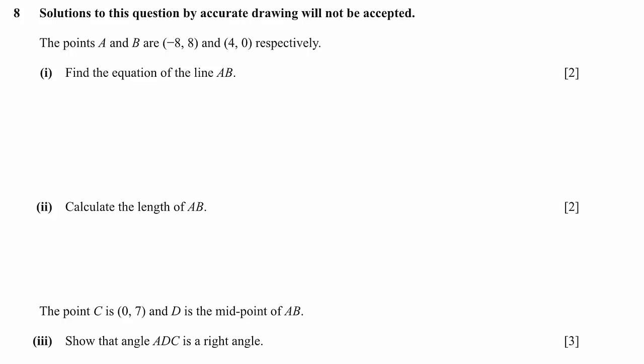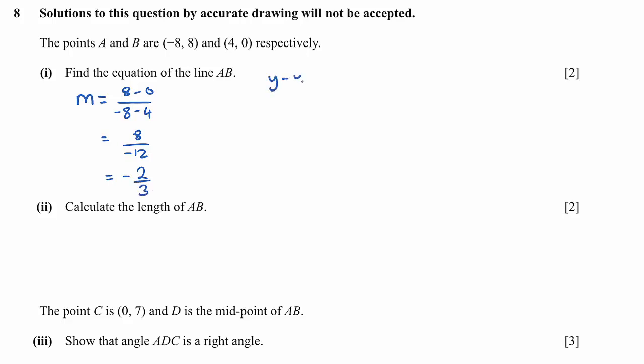Points A and B are (-8, 8) and (4, 0) respectively. Find the equation of the line AB. So the first thing I'd probably want is the gradient. So the difference in the y's, 8 take away 0, and (-8) take away 4. So that's going to be 8 over -12, which is -2/3.